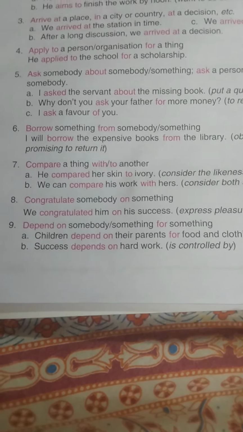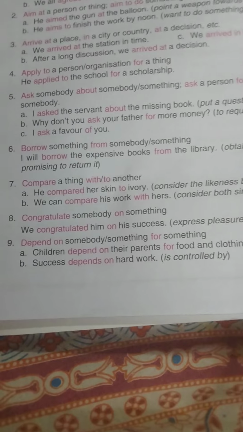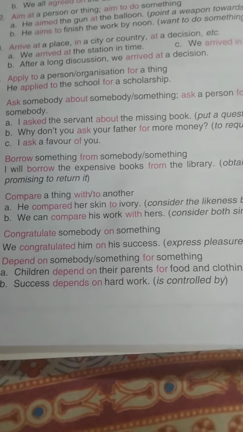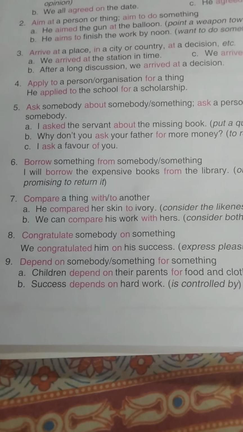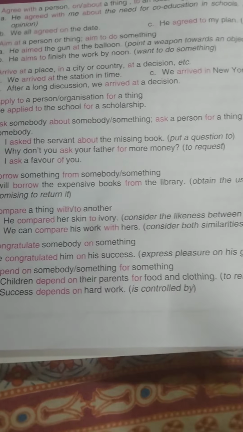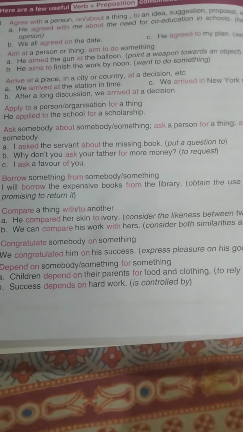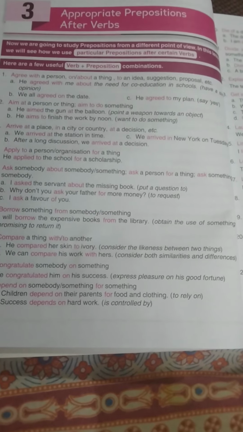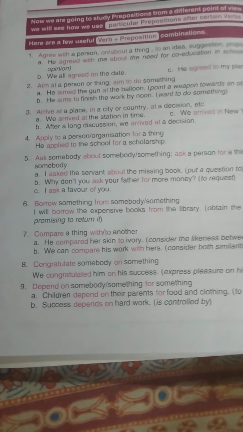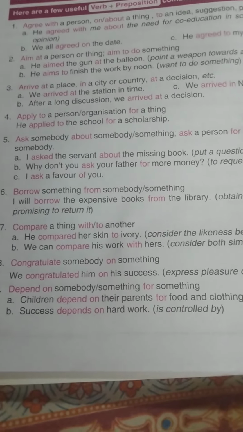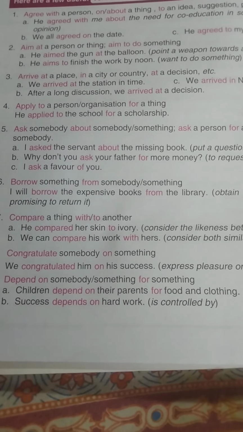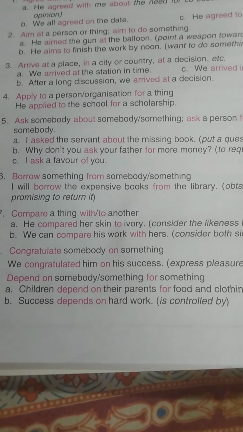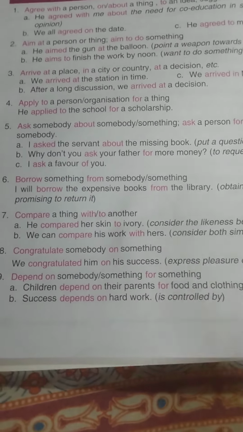Borrow from. The preposition from is used with borrow. I will borrow the expensive books from the library. So the books which are costly could be taken from the library instead of purchasing. Then we have comparing a thing either with or to. He compared her skin to ivory. Skin is very beautiful, so it is compared to ivory. We can compare his work with hers, when we are comparing with another person.